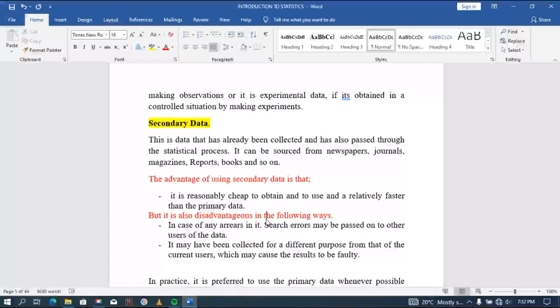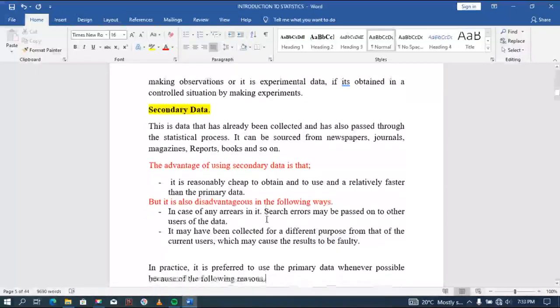Another disadvantage is that it may have been collected for a different purpose. So secondary data may not be suitable to serve your intended purpose, depending on the reason with which it was collected by the person who did the research. It may have been collected for a different purpose from that of the current user. So you would end up making faulty results or faulty decisions, given that the purposes of the research varied.